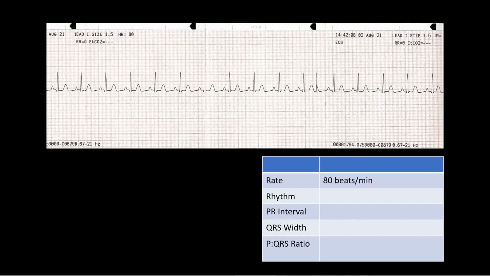The next step we want to look at is how regular the rhythm is. So we look at the gaps between the R to R waves here. They look pretty consistent. They look to all be about the same gap. I know there looks to be a little bit of artifact in here, but anyway, most of these seem to be fairly consistent.